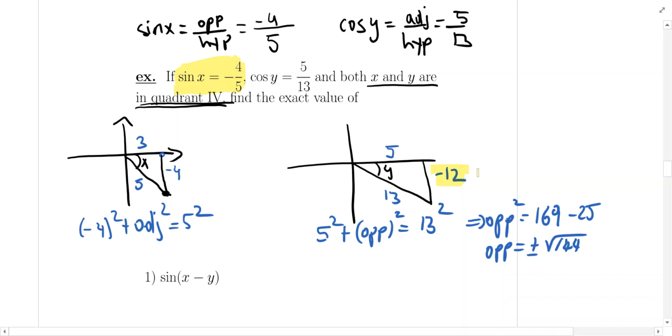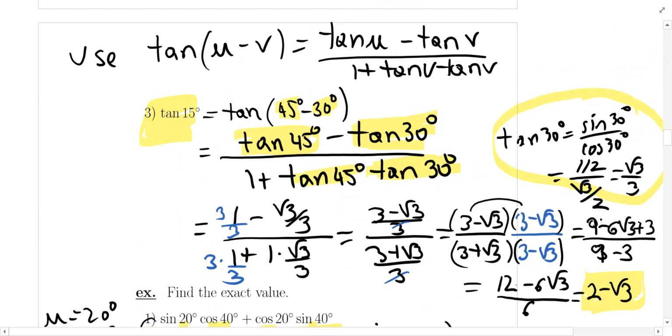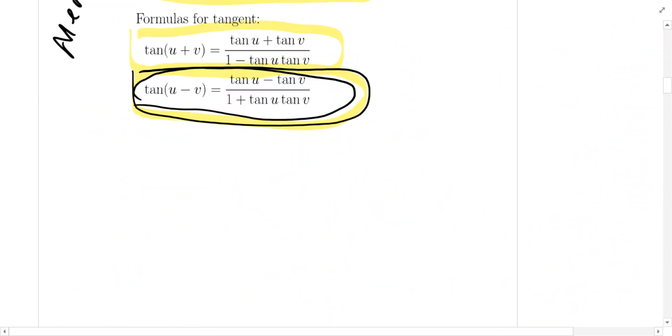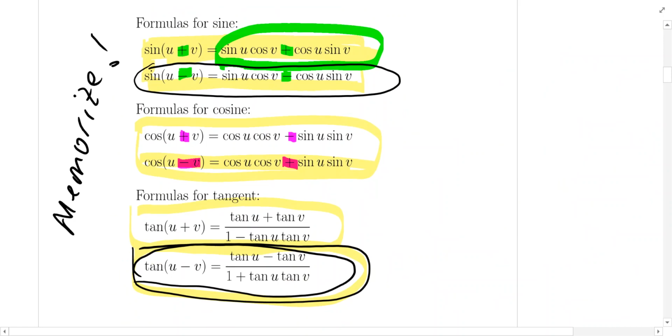Okay, so now we are asked to find sine of x minus y. So notice I don't know what x is and I don't know what y is, but I know they're angles in quadrant 4. So for this one, I need to remember what the formula is. Instead of u and v, now I call them x and y. No big deal, right? So let's go back and see what the formula is for sine of u minus v. It's sine of the first times cosine of the second, minus cosine of the first times sine of the second.